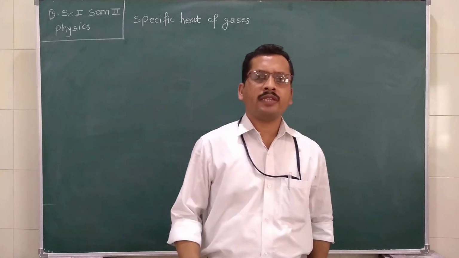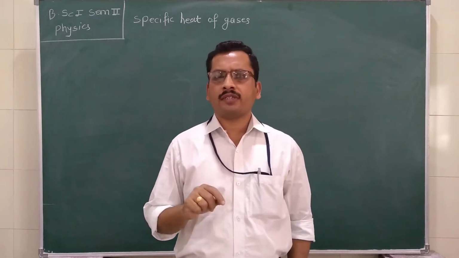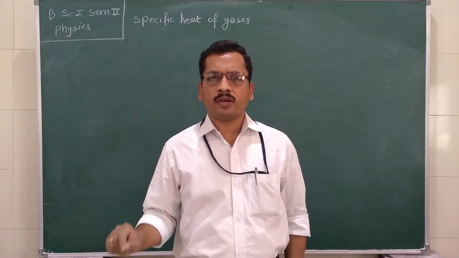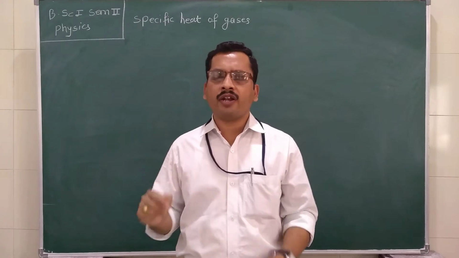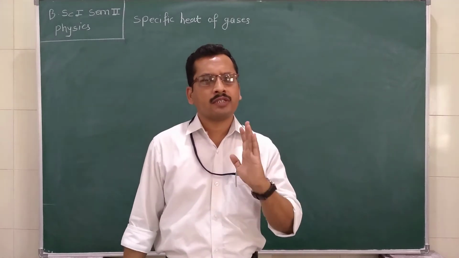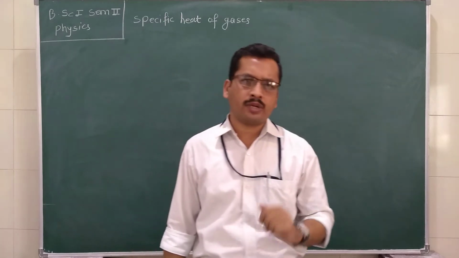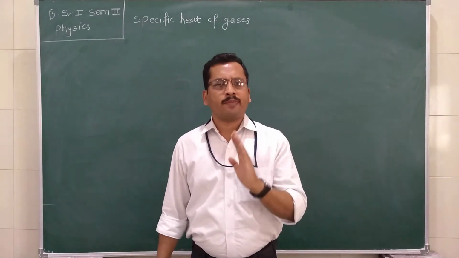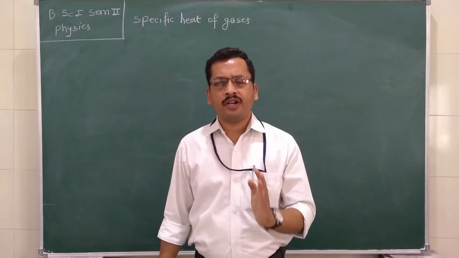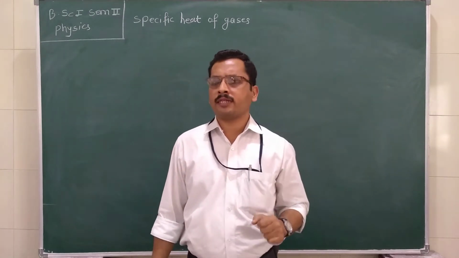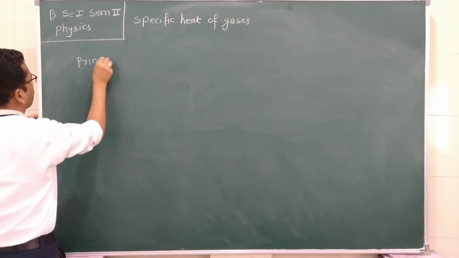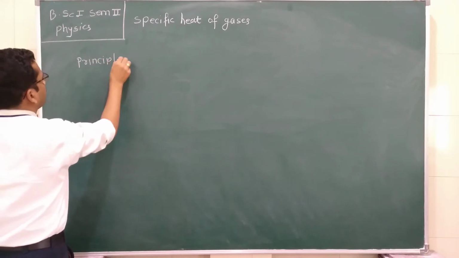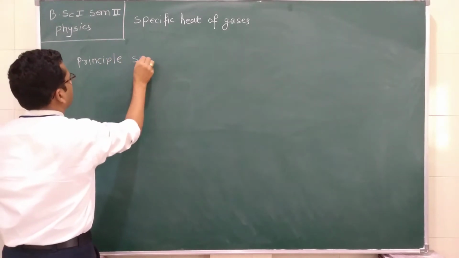Specific heat means the amount of heat supplied to the substance such that its temperature increases by 1 degree Celsius. Such type of heat is called a specific heat. Now, there are two types of specific heat. The first specific heat is principal specific heat.